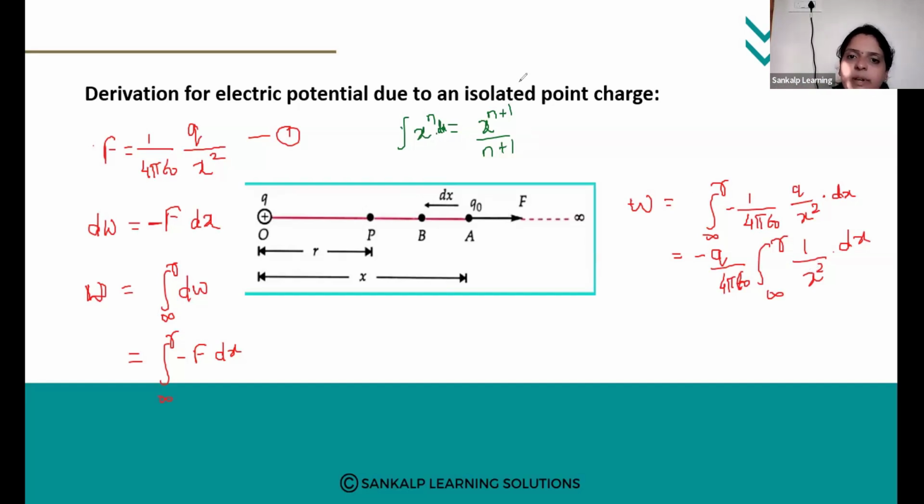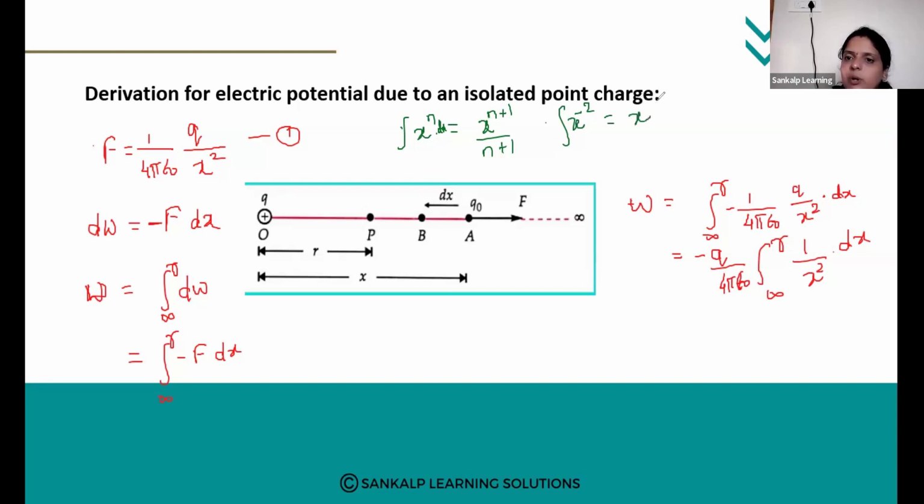So 1 upon x square, how can we write it here, students? See, 1 upon x square can be written as x to the power of minus 2. So if we take x square to the top, it will become x to the power of minus 2. So integration of x to the power of minus 2 is given by, see the formula here, that is x raised to n plus 1.